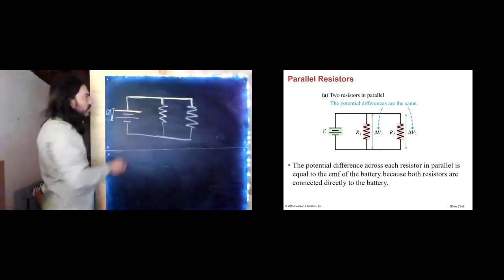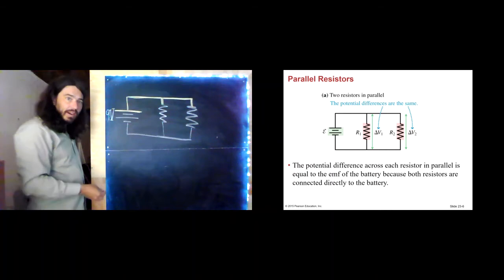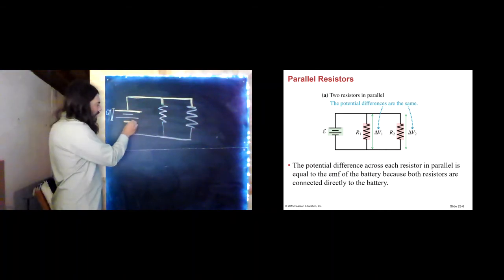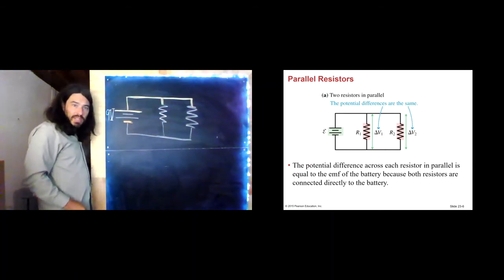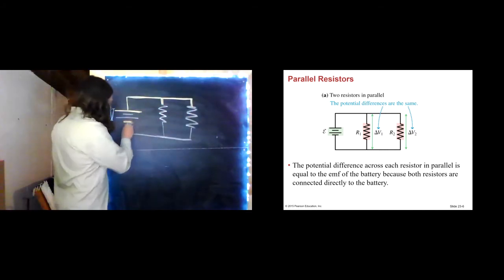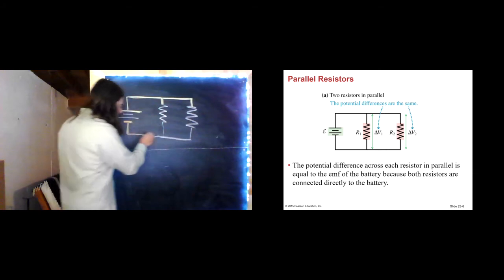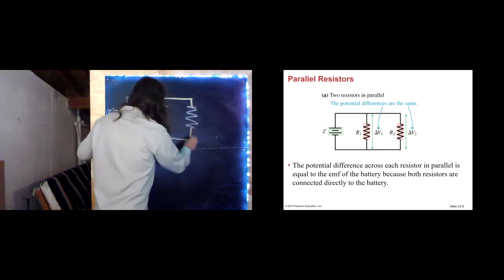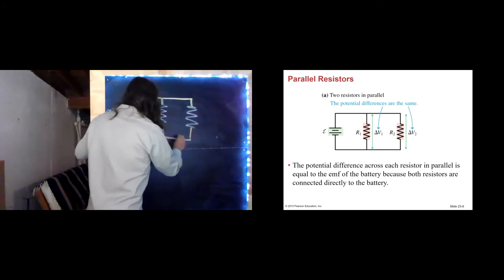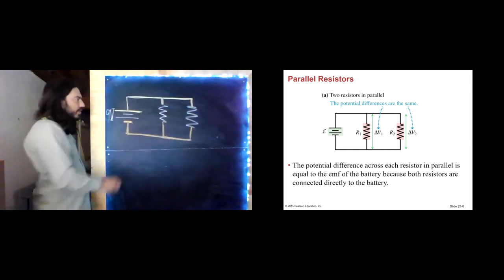Everywhere in yellow is 9 volts. The bottom side of my battery is 0 volts. That means everything connected to the bottom side of my battery with an ideal wire is also at 0 volts. So we are at 0 volts here, here, here, everywhere in orange here is at 0 volts.